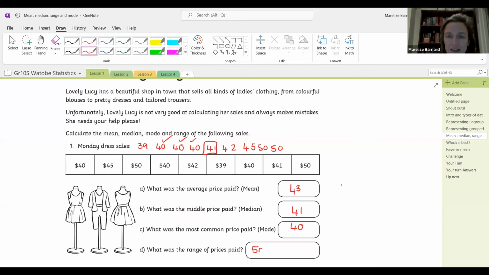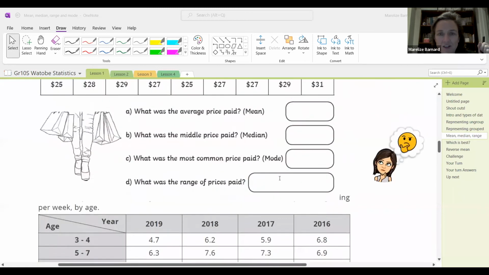The range, we take the highest value minus the lowest value, and that is 11. Okay, excellent stuff, everyone. That's good. Good work.